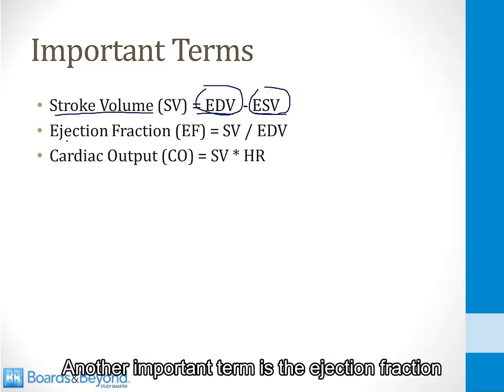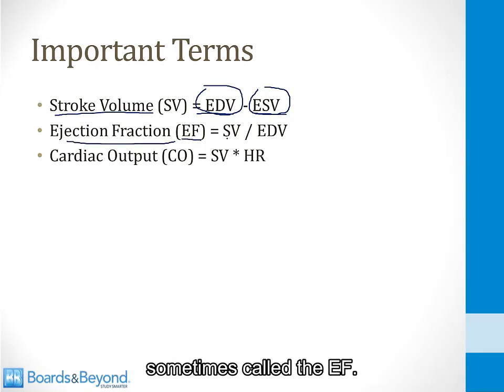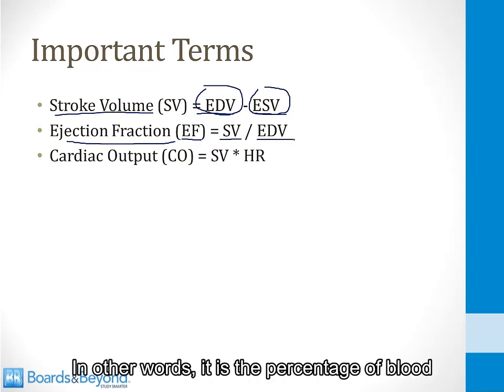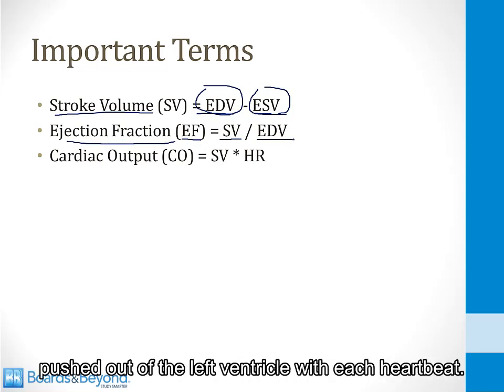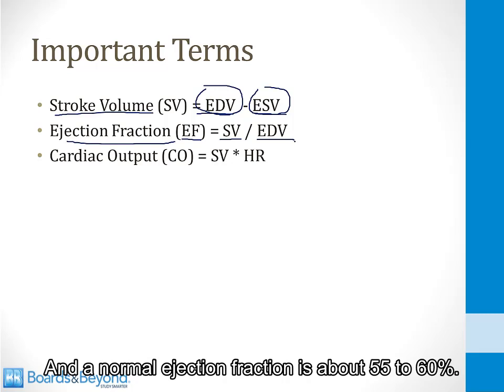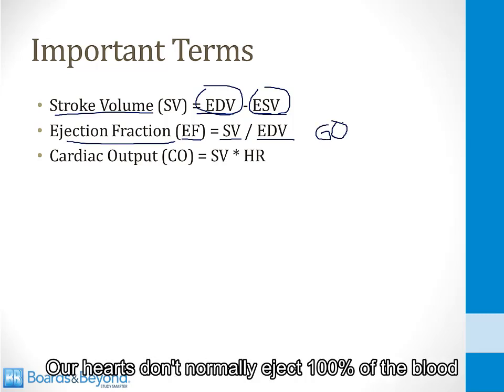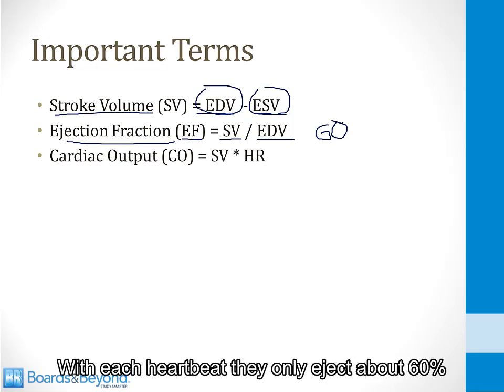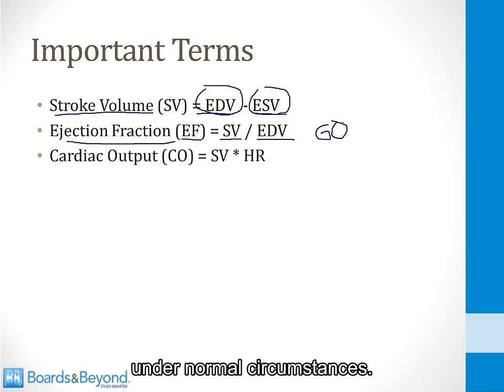Another important term is the ejection fraction, sometimes called the EF. This is the stroke volume divided by the end diastolic volume. In other words, it is the percentage of blood pushed out of the left ventricle with each heartbeat, and a normal ejection fraction is about 55 to 60%. Our hearts don't normally eject 100% of the blood present in the left ventricle with each heartbeat. They only eject about 60% under normal circumstances.